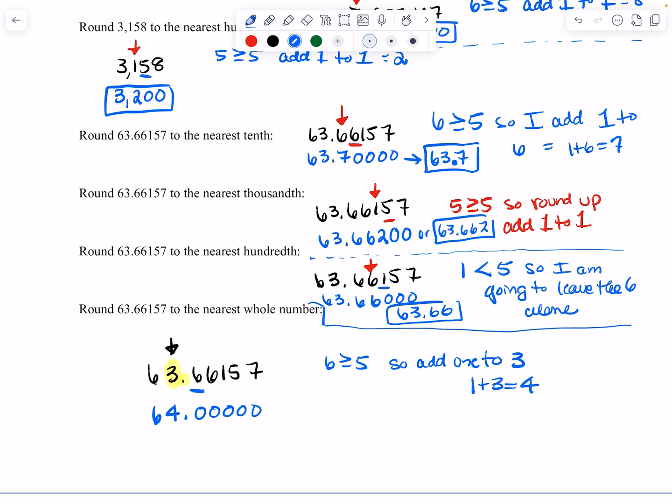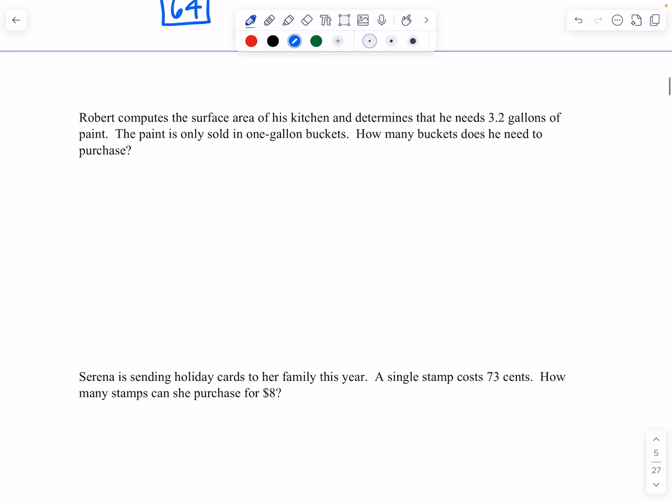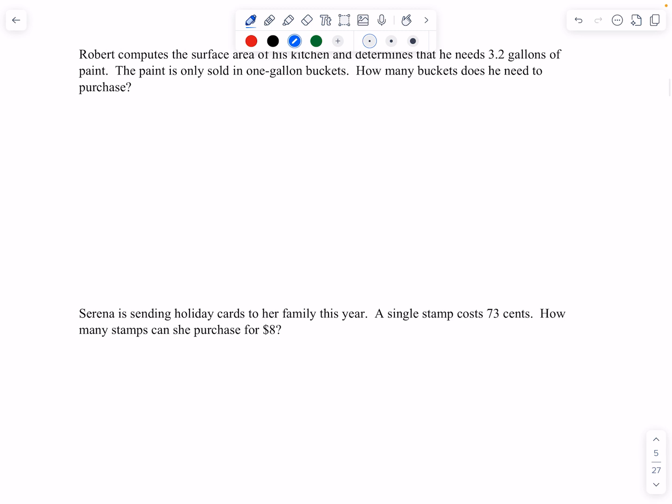But when they say round to the nearest whole number, if you notice, I have nothing after the decimal. So I'm just going to rewrite this as 64. Okay? So if it says round to the nearest whole number, you look at the ones position, which is in front of the decimal. Look in the tenths position to see if you have to round that up or down. Okay? All right, so finally, now we're into situations that are real world.